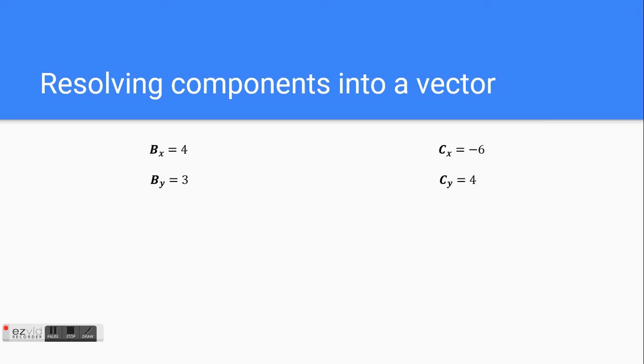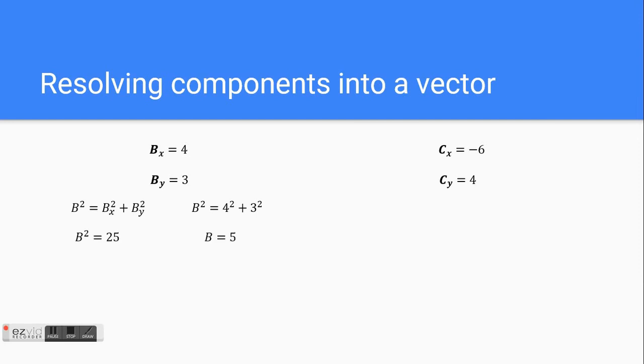Now to find the magnitude, I use Pythagorean's theorem. Remember that we're going to be drawing a right triangle where I have 4 on the x-axis, 3 on the y. And so B squared is equal to 4 squared plus 3 squared. B squared is equal to 25, so the magnitude of B has to be 5.